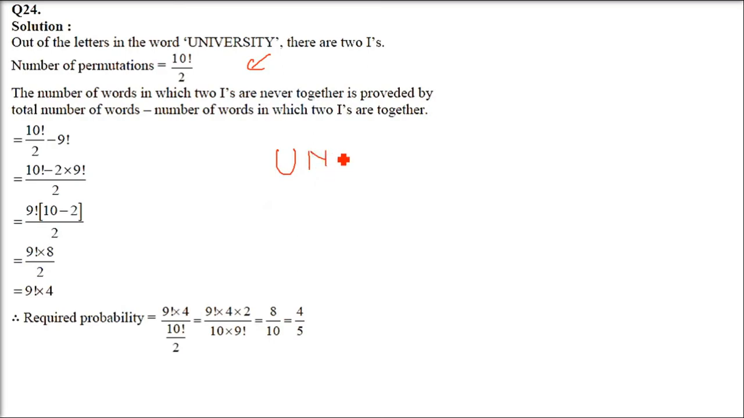I'll show you a different method. Let us write here university. Now this university, how many letters are there? 1, 2, 3, 4, 5, 6, 7, 8, 9, 10. So in all 10. So first of all, in probability, what do we do? Just put factorial 10 in the denominator.